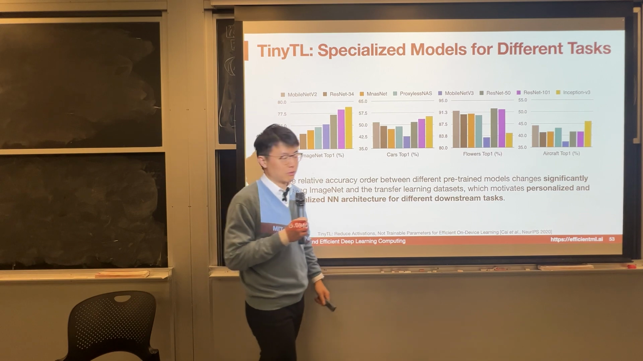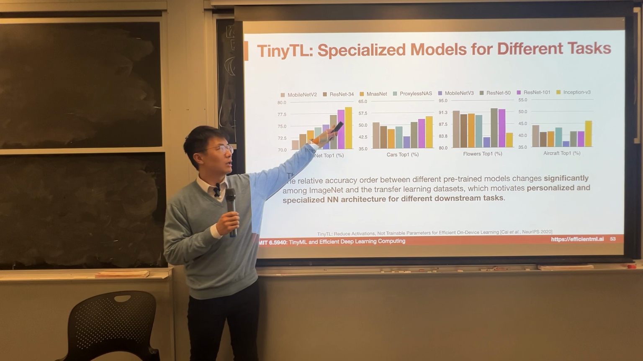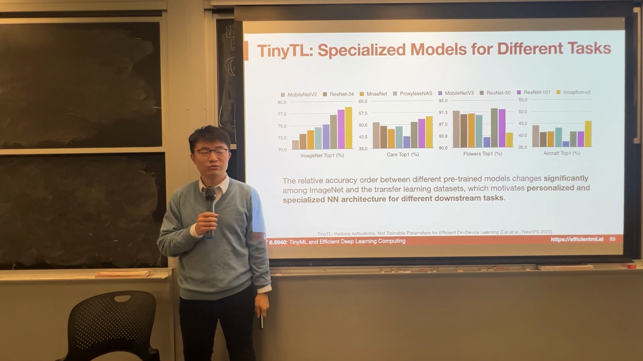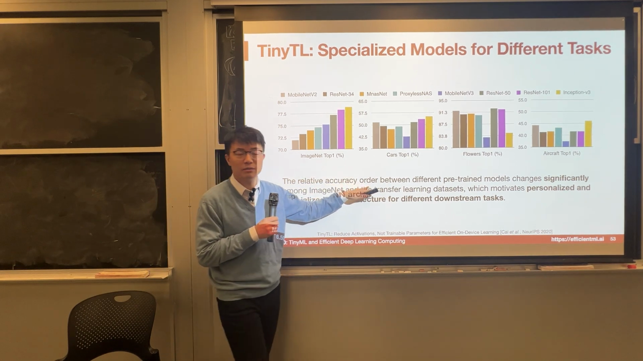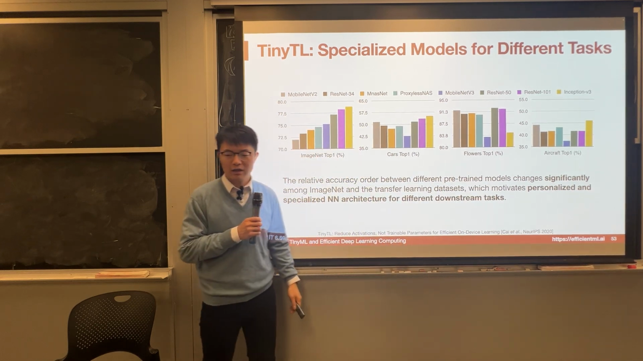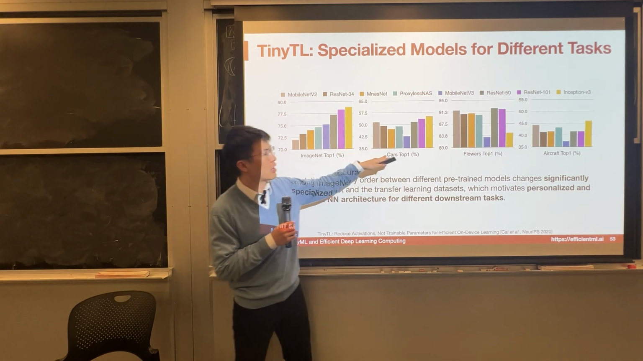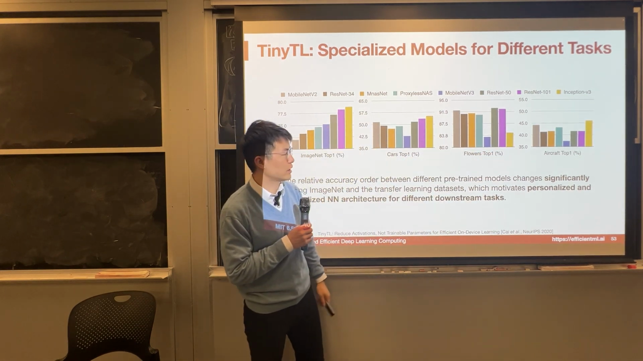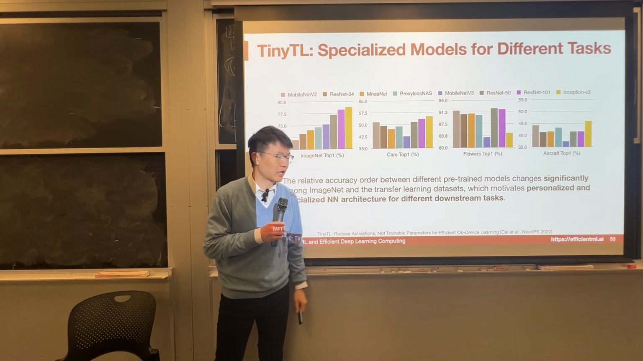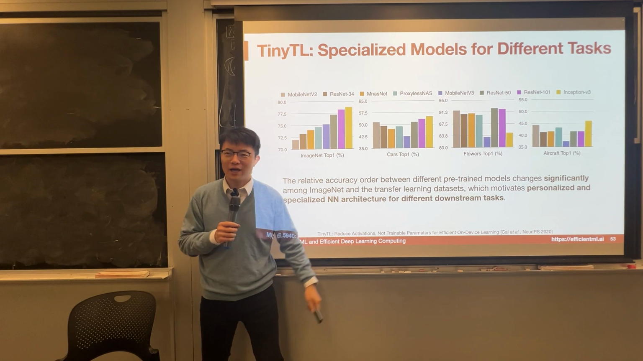Similarly, if you see the best performing model on the flowers, which is less than 50, but is not quite performing super, it's actually number 3 on the ImageNet. So the relative accuracy order between different pre-trained models changes very significantly among ImageNet and other transfer learning datasets, such as cars, flowers, aircrafts, which motivates this kind of personalized and also specialized neural network architectures for different downstream tasks.